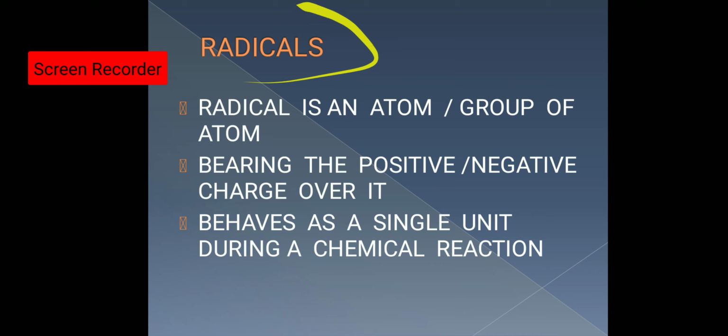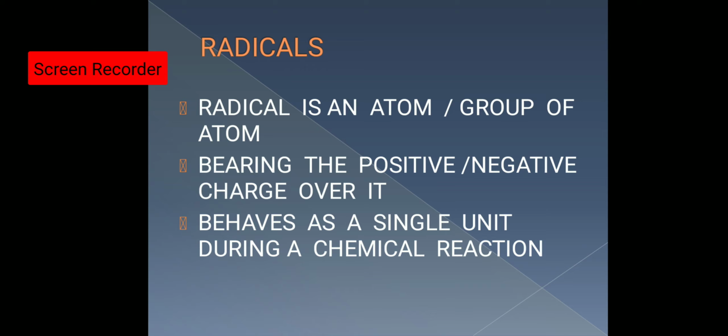So let's start with the definition of radicals. What are radicals? Radicals may be an atom or a group of atoms which will bear either a positive charge or a negative charge over it. And this radical will behave as a single unit during a chemical reaction.